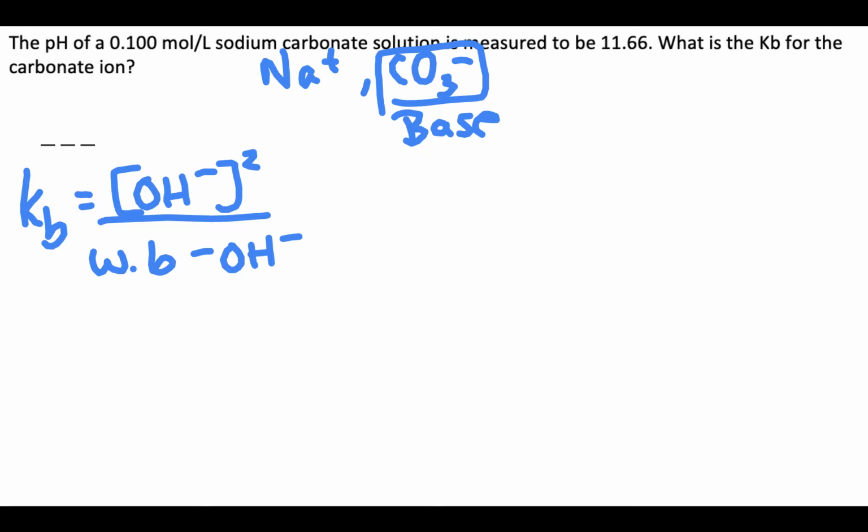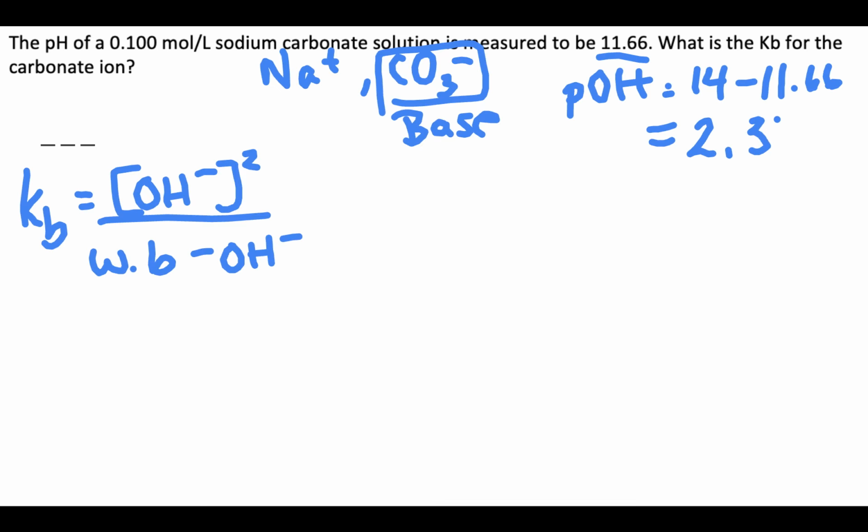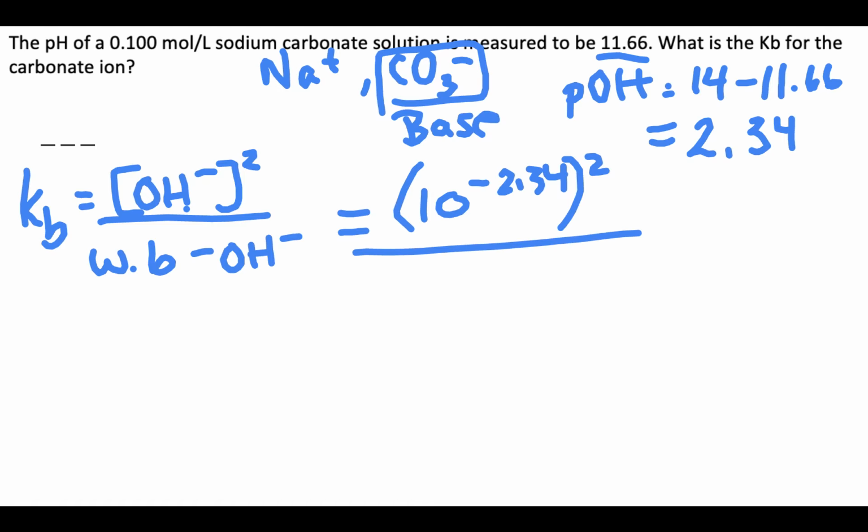So we're going to take this value and get the pOH by subtracting it from 14, and you'll see that your pOH is 2.34. If you have your pOH, you can figure out the concentration of the hydroxide ion, because we can just do 10 to the negative 2.34. Now, when I'm doing this, I do like to work with that exponent, but if you don't want to work with the exponent, just turn it into that decimal and we'll still get to the same place at the end.